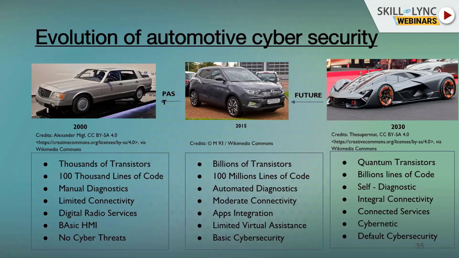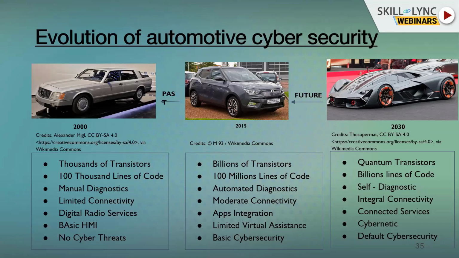Then you have integral connectivity. Previously it was moderate, now integral connectivity comes into the picture. You will have connected services, so IoT and everything will be there. Cybernetics will come into the picture, which is literally another stream. Cybersecurity will be a default feature. It is not to be considered something different. By default, when you are developing an ECU, it will automatically be part of the requirement. This is how the automotive industry is changing with time.